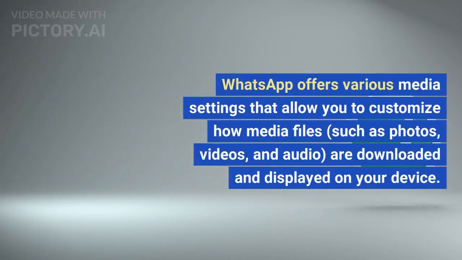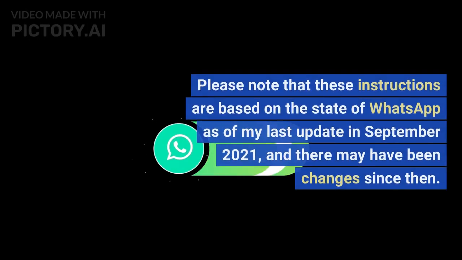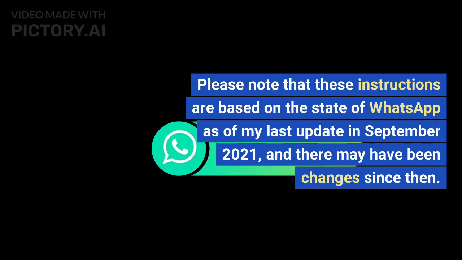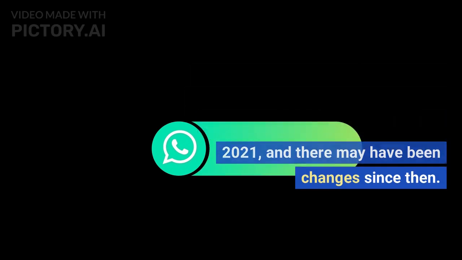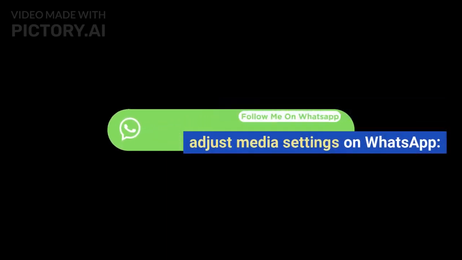WhatsApp offers various media settings that allow you to customize how media files, such as photos, videos, and audio, are downloaded and displayed on your device. Please note that these instructions are based on the state of WhatsApp as of my last update in September 2021, and there may have been changes since then. Here's how you can access and adjust media settings on WhatsApp.